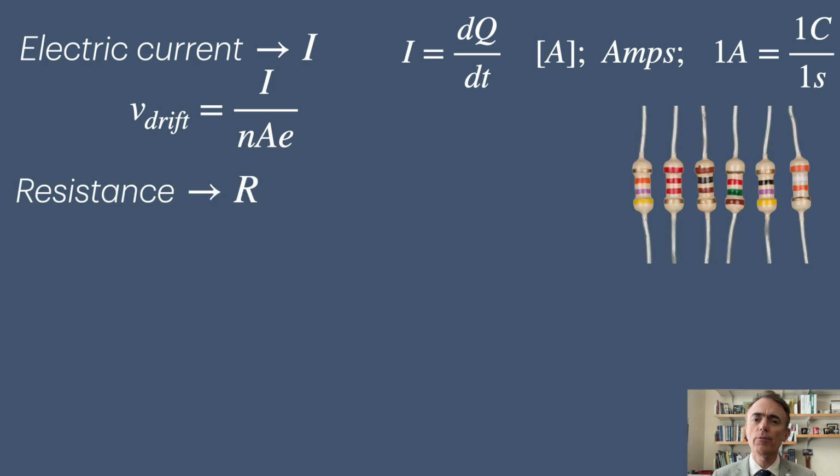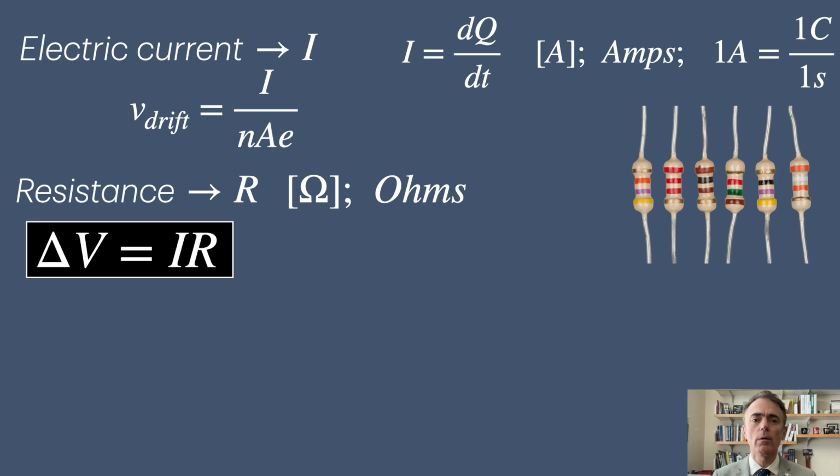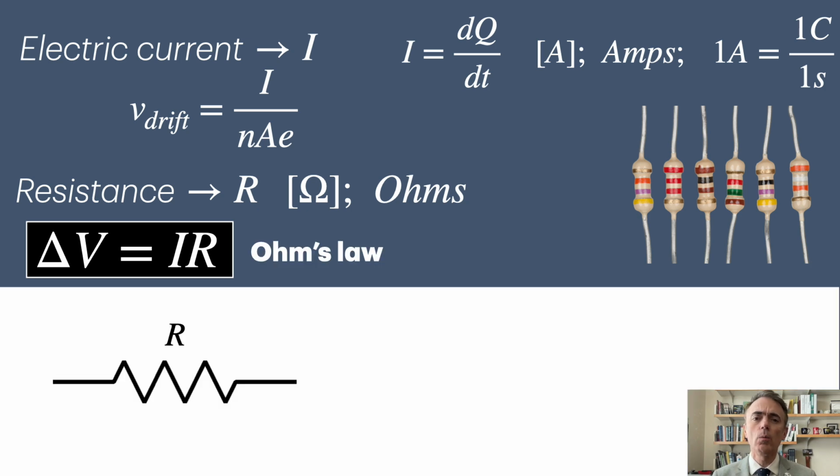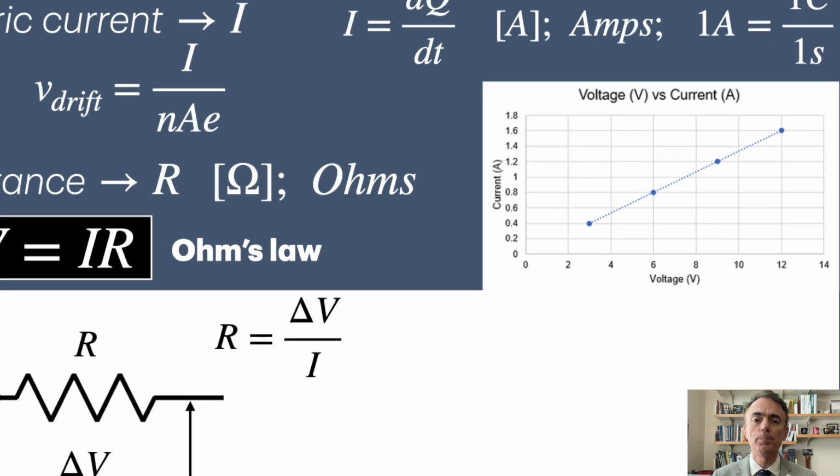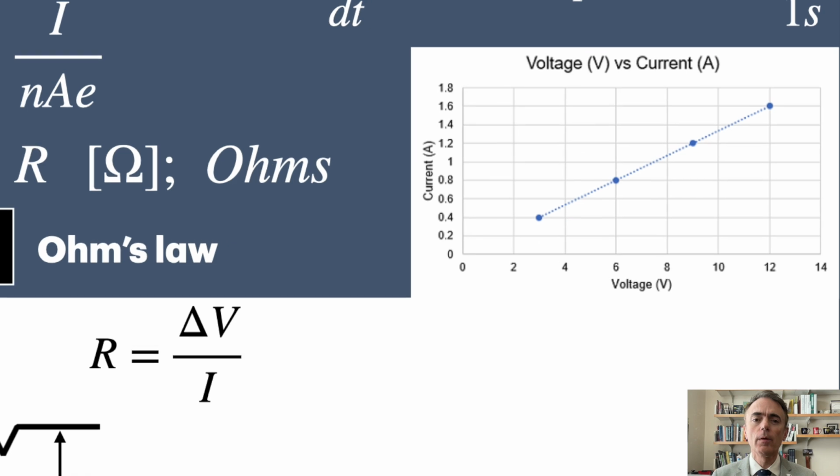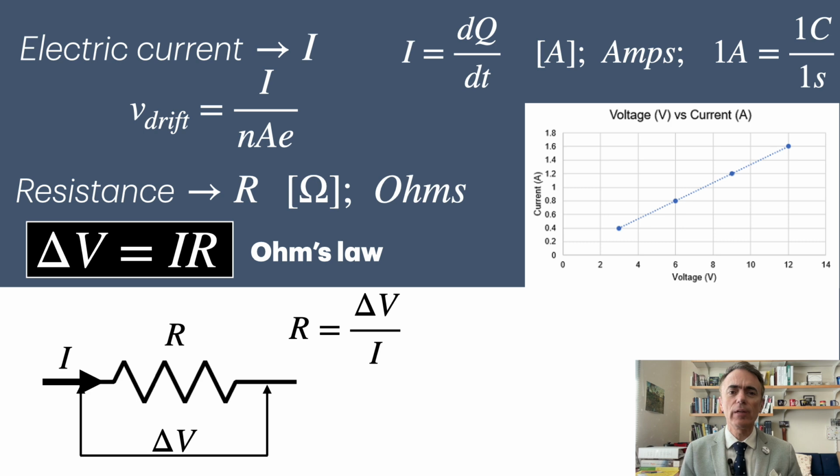Resistance R quantifies how much a material opposes the flow of current. Ohm's law provides the fundamental relationship ΔV equals IR, where ΔV is the voltage across the resistor and R is the resistance. This relationship is derived from the microscopic perspective of electron scattering within a material.